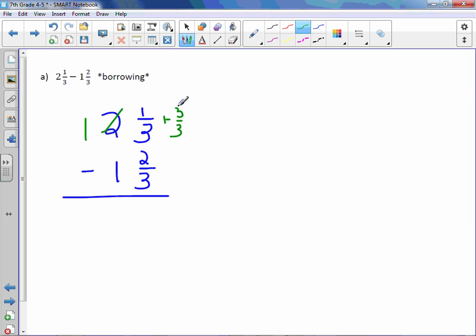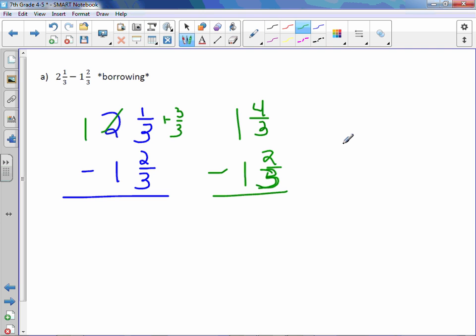Because remember, 3 divided by 3 is 1. So this would become a 1 and 1/3 plus 3/3 is 4/3 minus 1 and 2/3. Another way to think of it is you basically borrow and add the denominator up to your numerator. You could do it that way as well.